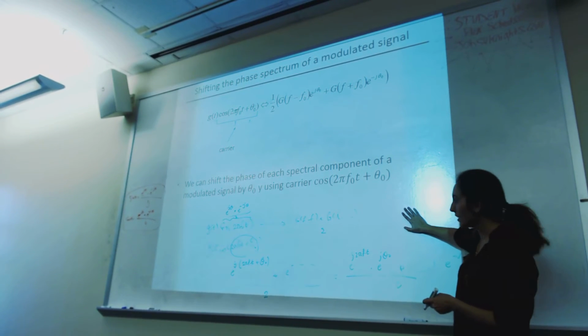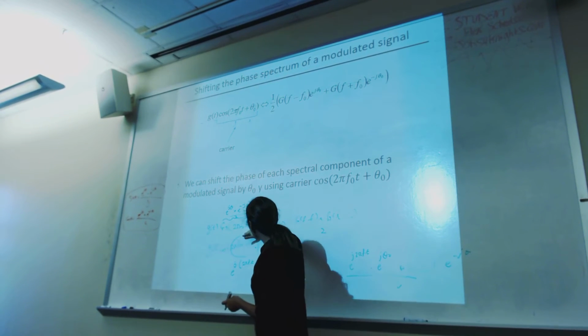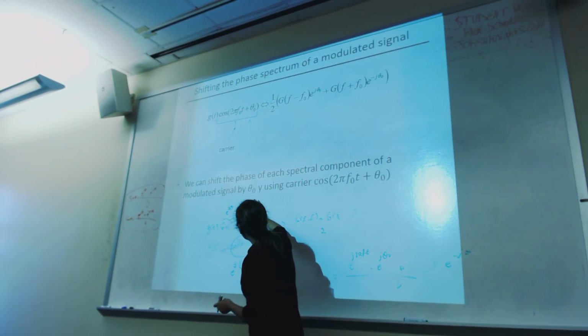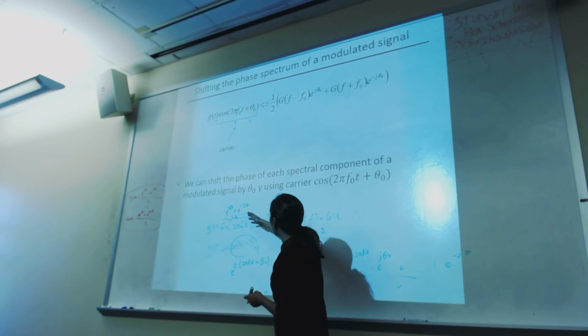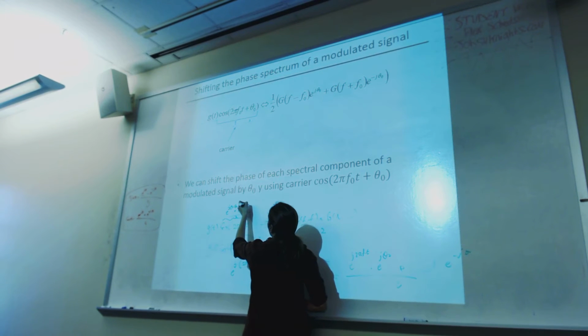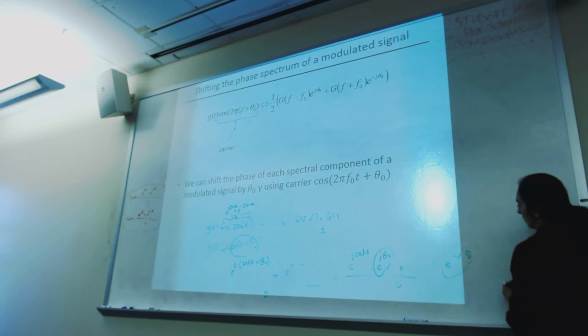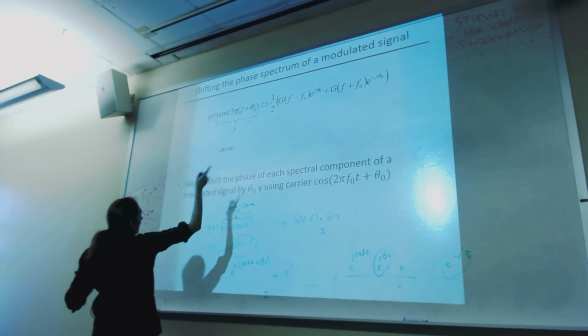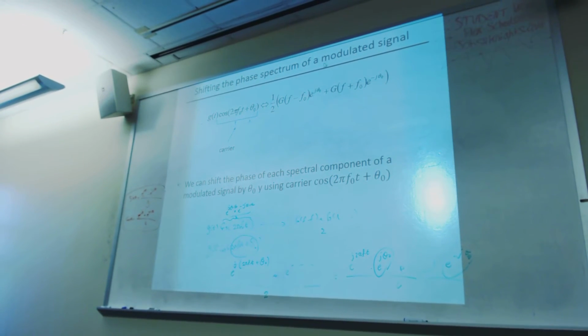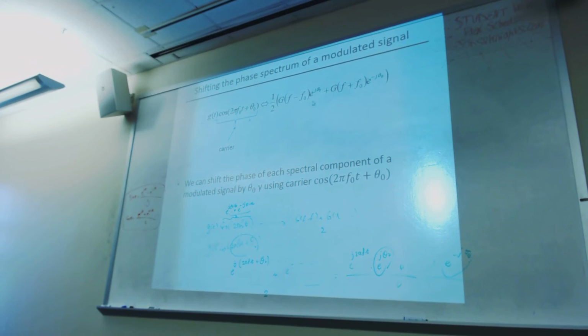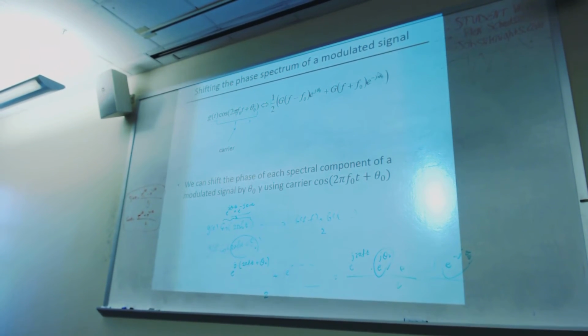Okay, just pay attention. How do you come through? You just prove this. Instead of cosine, just use this Euler formula. Just use the shift. Now, what if you only have a term here? What happens? You just multiply by e^{jθ}, right? Please do that at home for yourself. And you get that one. Very good. So the phase shift here is just multiplied by an exponential. So we can shift the phase of each spectral component of the modulated signal, like theta, by using this carrier. So this becomes theta naught, it's just the spectrum of all of these amounts.